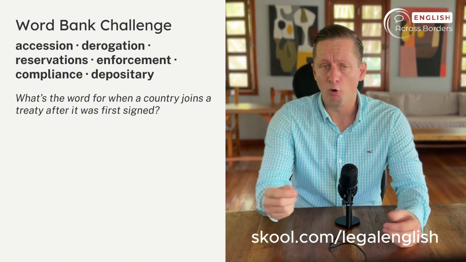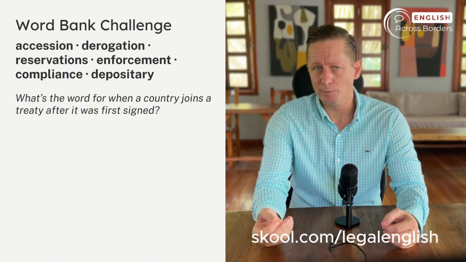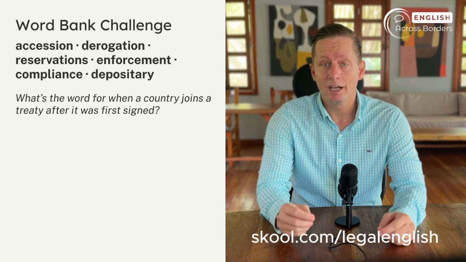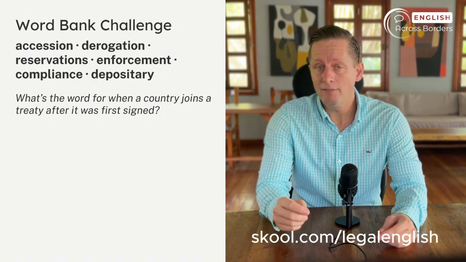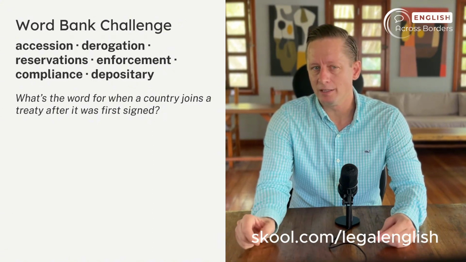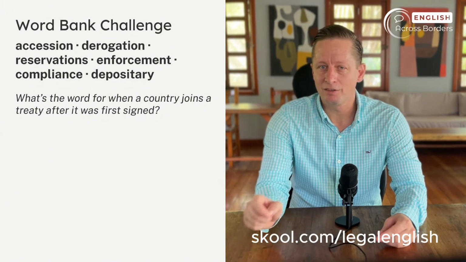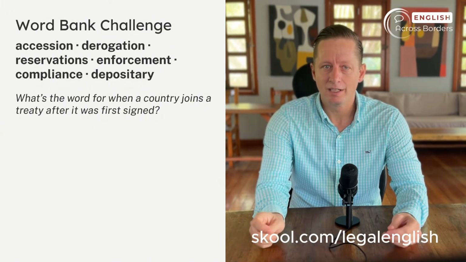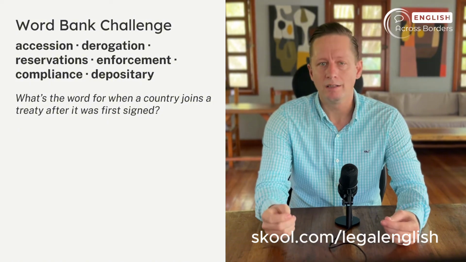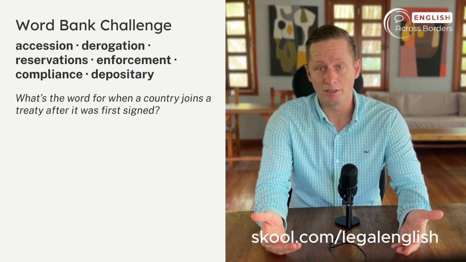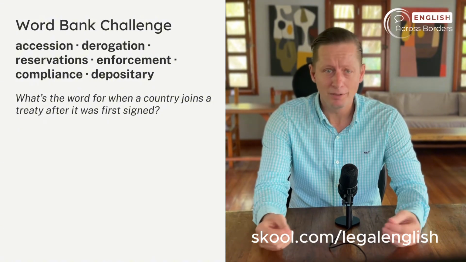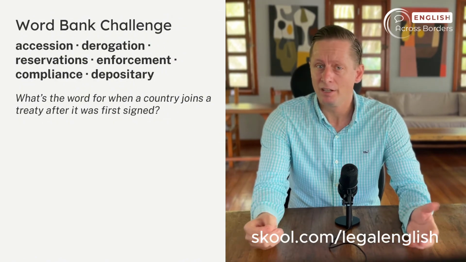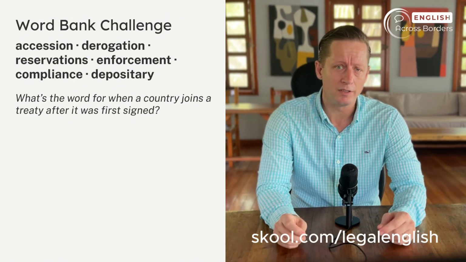So it goes through a formal process, sending documents, making declarations, and joining the treaty community, even though it wasn't there at the beginning. That process is called accession. It's how a country legally becomes a party to an existing treaty. For example, the country completed accession to the convention in 2009.